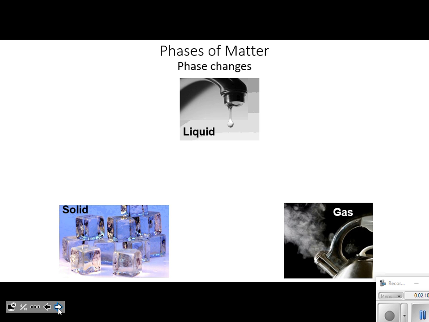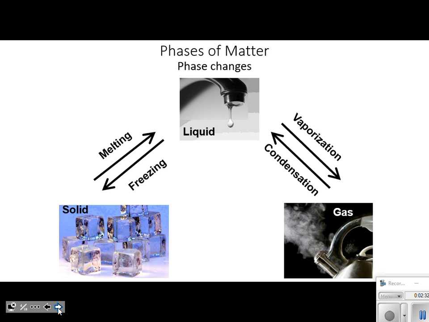So if we look, this is really pretty easy, okay, melting and freezing. As we go from a liquid to a solid, we call that freezing, the freezing point. As we go from a solid to a liquid, we call that melting, the melting point. Pretty common to us. A little less common when we go from a liquid to a gas, it is vaporization.